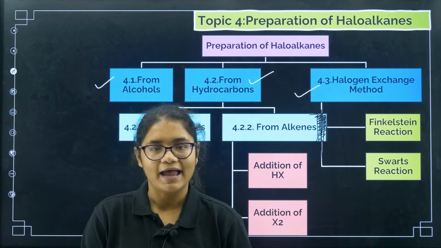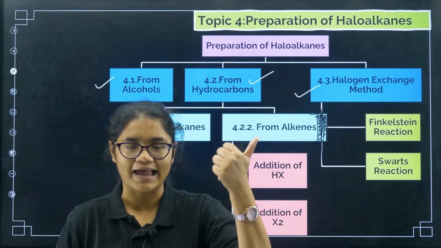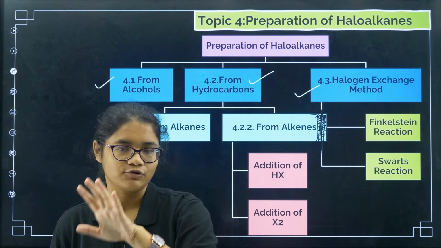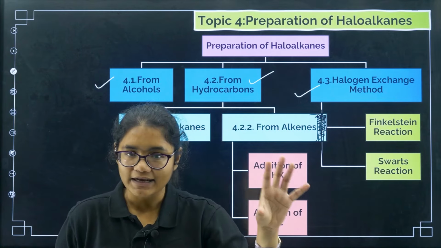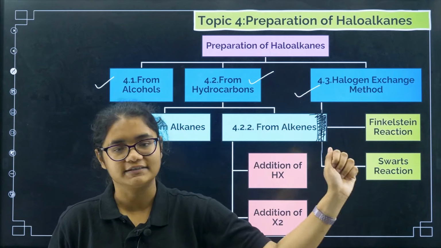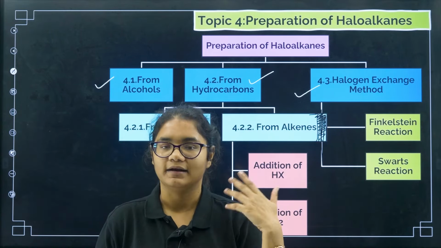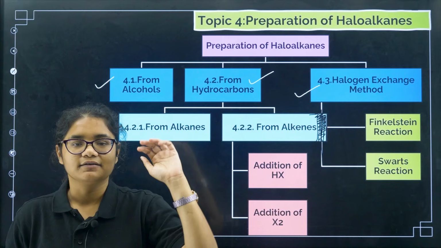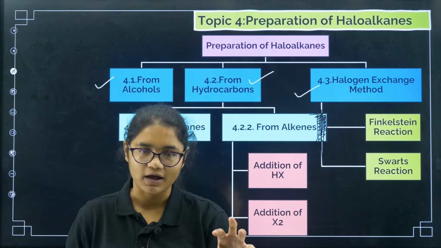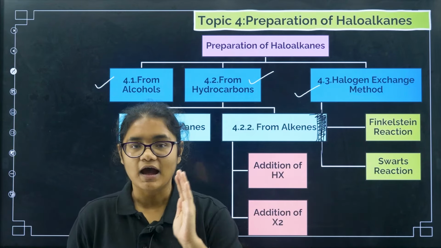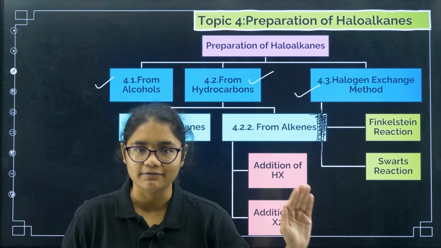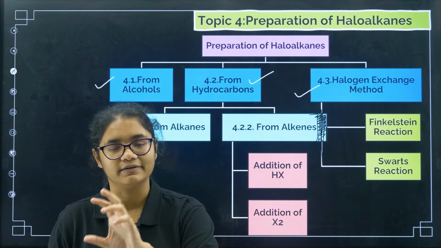Let us revise again. Haloalkanes we can prepare by 3 sources: alcohols, hydrocarbons, halogen exchange method. Under hydrocarbons we have alkanes and alkenes. In alkenes we have addition of HX and addition of X2. In the halogen exchange method we have Finkelstein reaction and Swarts reaction, okay. Let us revise it again. First, we can prepare haloalkanes from 3 different sources: alcohols, hydrocarbons, halogen exchange method. Under alcohols we will study what the reactions are. Then coming to hydrocarbons, we have alkenes and alkanes.